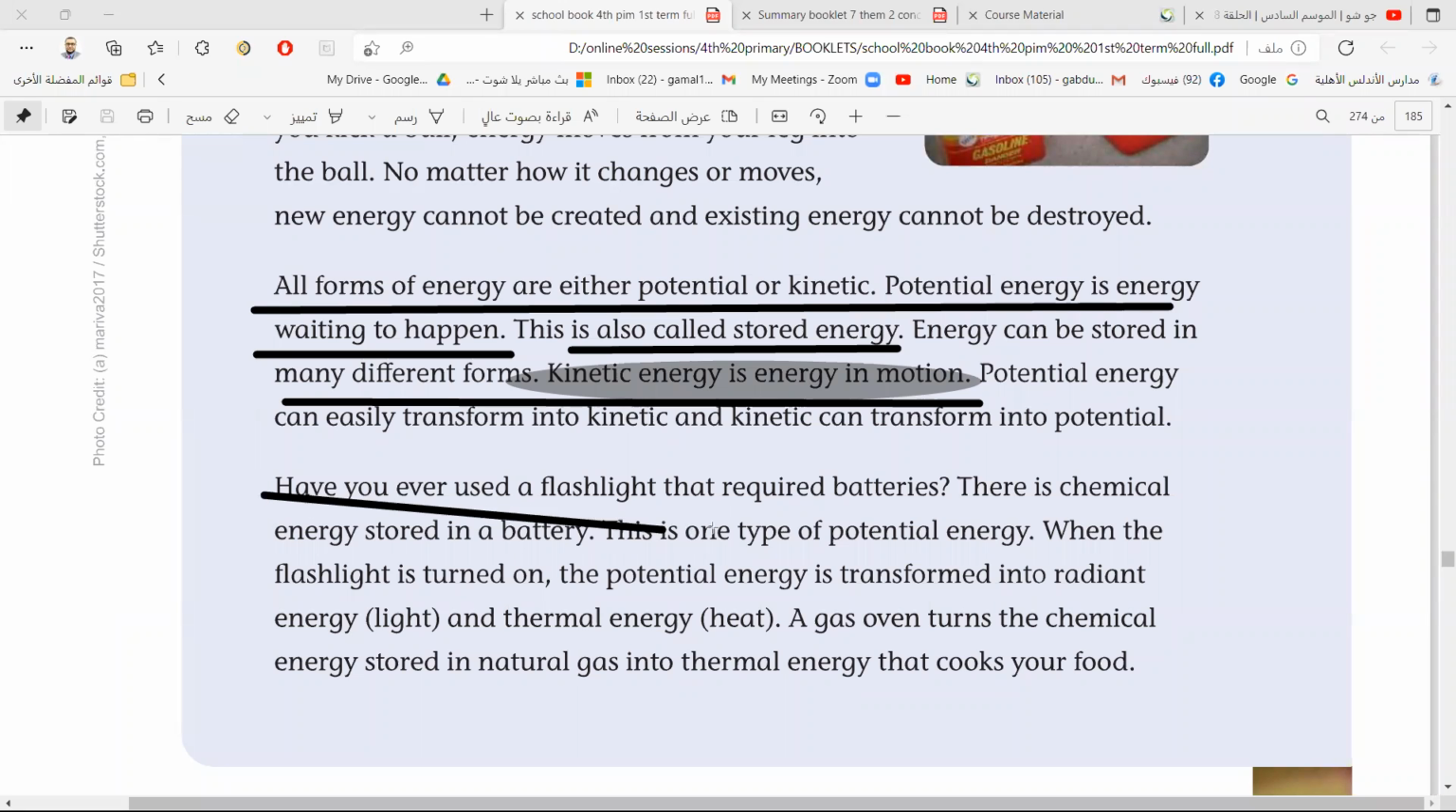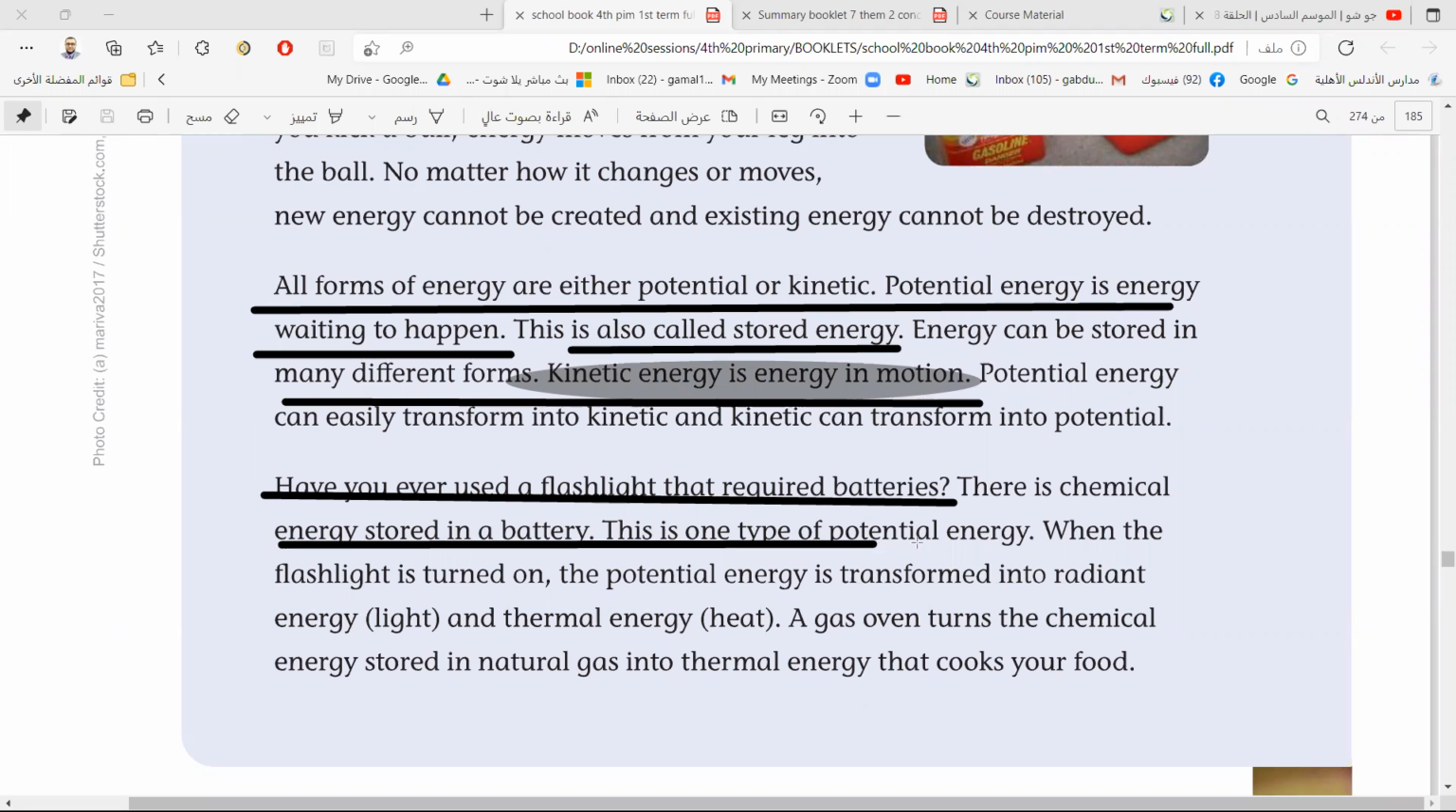Have you ever used a flashlight that requires a battery? The chemical energy in the battery changes into what? Very good. When you turn it on, come here, show your friends. The potential energy stored in the battery, which is chemical energy, changes into kinetic energy, which is light. The light is kinetic energy, but the chemical is stored potential energy.